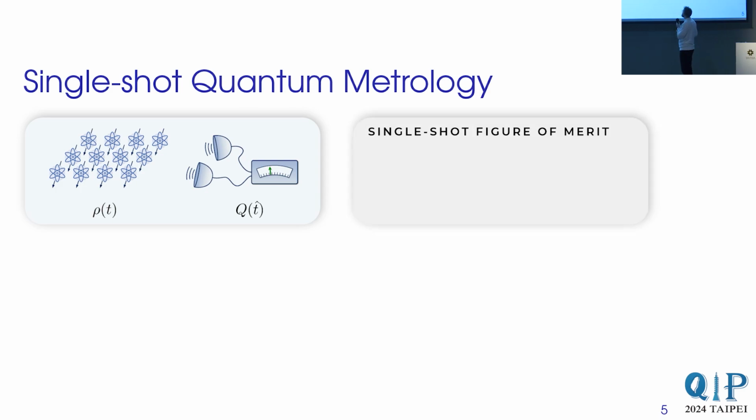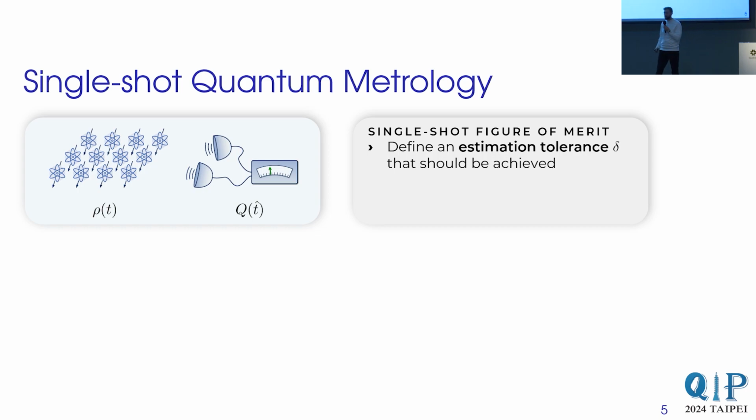Basically, we say we want to have a figure of merit which is much more compatible with this idea of having finite resources, where we don't need asymptotically many. And one way to go about this is to do the following. We first define an estimation tolerance, a value of delta that we actually want to achieve. So maybe delta is 0.01, and this means I want to estimate the phase, the value of t, up to a precision of 0.01.